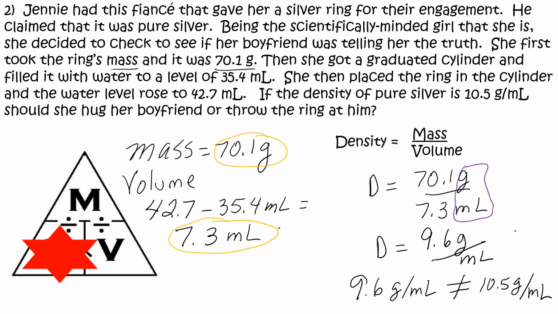Okay? So therefore, since the densities don't match, guess what she's going to do with that ring? Well, hopefully you figured it out. She's going to throw that thing at him, okay? Because he did not tell her the truth. It's important to tell the truth. Okay, so here we go.